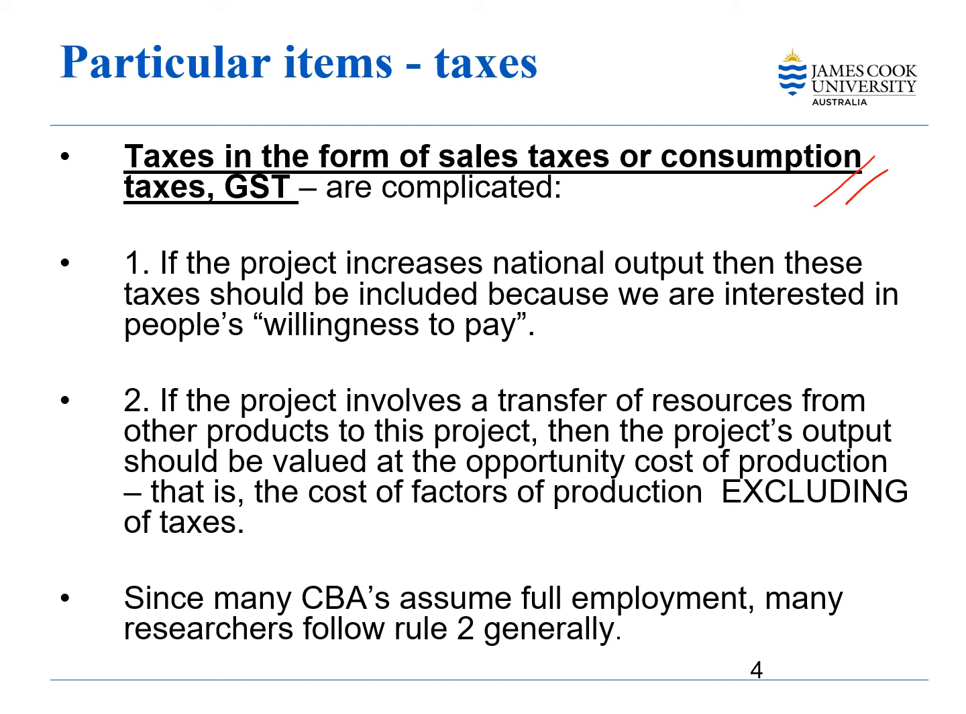Okay, if the project involves a transfer of resources from other products to this project, then the project's output should be valued at the opportunity cost of production. So the cost of factors of production excluding taxes. Okay, so the easiest way is this. We might want to follow 1 rather than 2. Some people may say they want to follow 2, but let's follow 1.